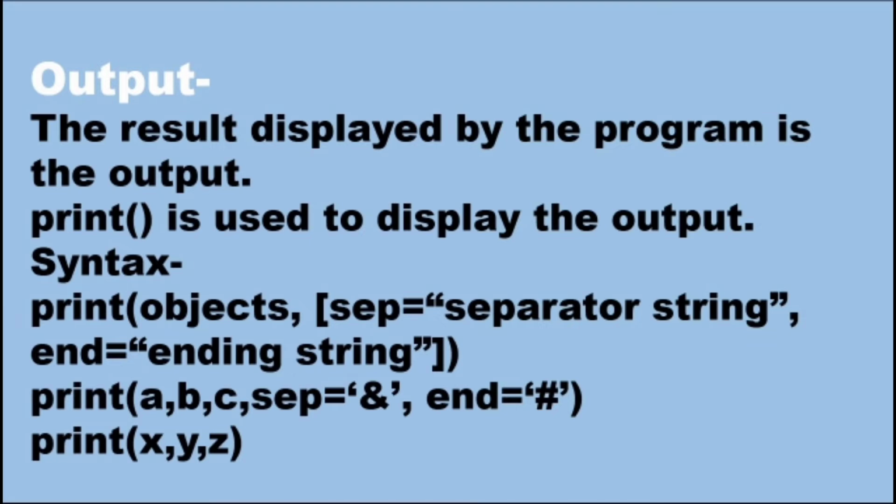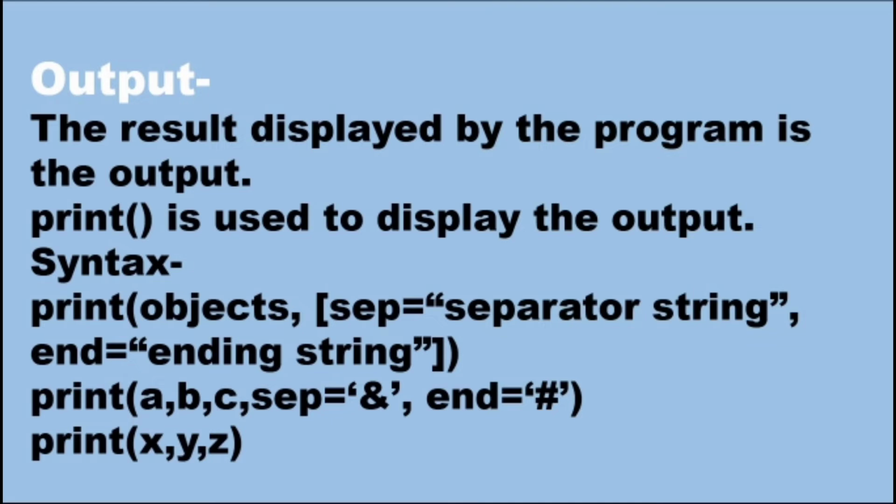The print function can accept one or more arguments. You can provide data values with print. You can also provide variables with print, separated by commas. There are two arguments that are associated with print. One is the sep argument, that means separator, and another is the end argument, that is called the ending argument.